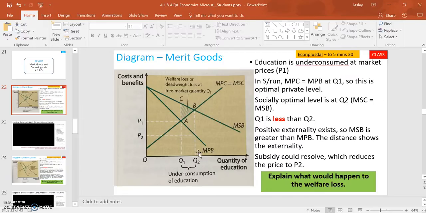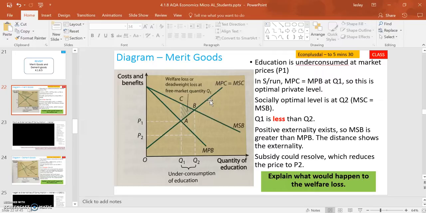And if we just remind ourselves here that Q2 has come from the fact that the marginal social cost is equal to the marginal social benefit at Q2, so that is the desired allocation of resources. Now P2 has been put on there, but how could we get there?